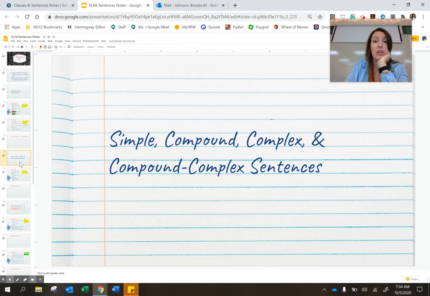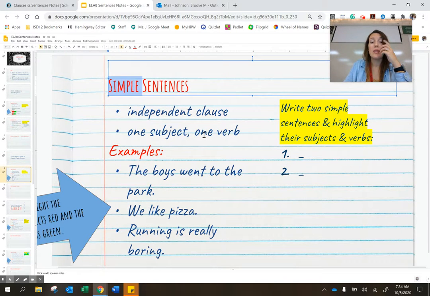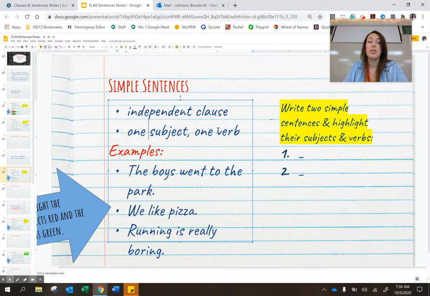And then, so those are clauses. So now we're going to move on to sentences. So simple, compound, complex, and compound complex sentences. So there are 4 different kinds that we're talking about this year. First one is a simple sentence. So a simple sentence and an independent clause are the same thing. They have one subject and one verb.